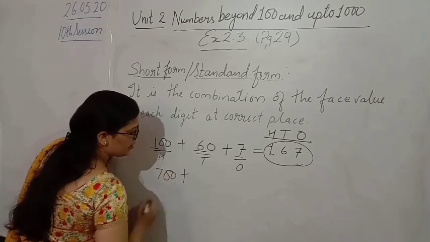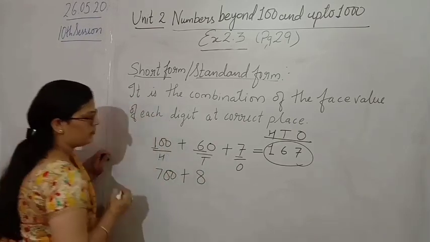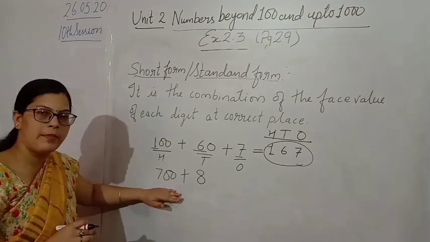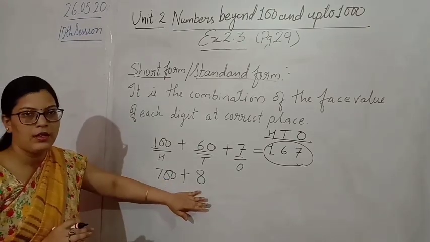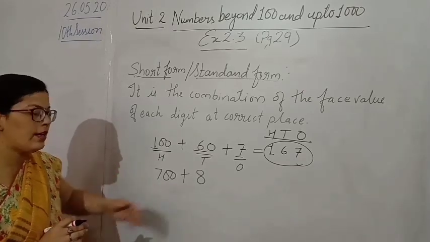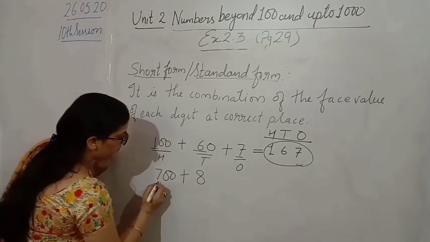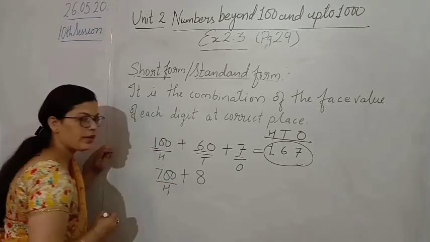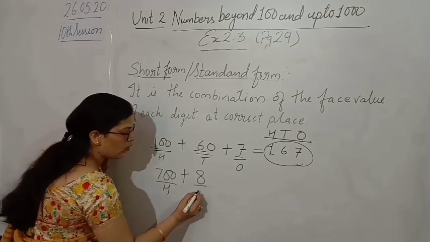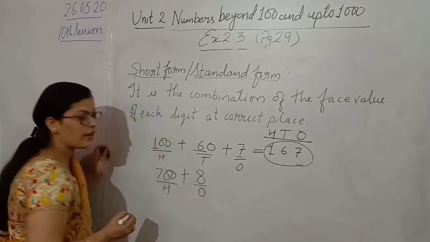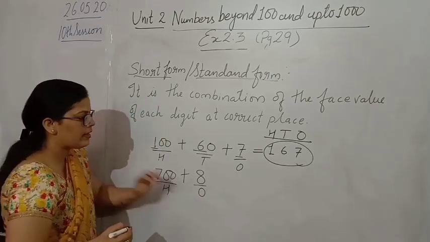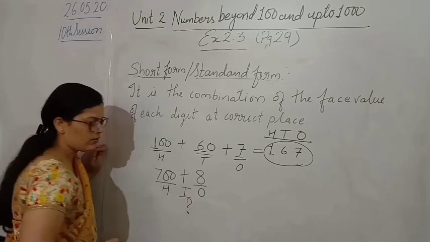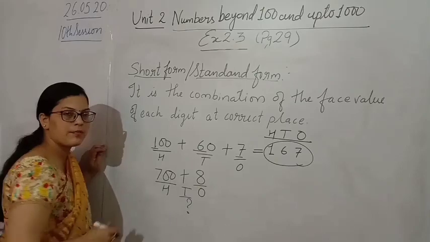Now if I take another example, we can see only two numbers are written in this expanded form. One place is not given. Which place is not given here? This is 700, we know this is hundreds place. 8 is at ones place, single digit. Now tens place is not given in this expanded form.